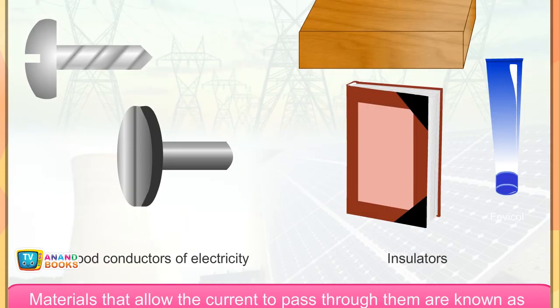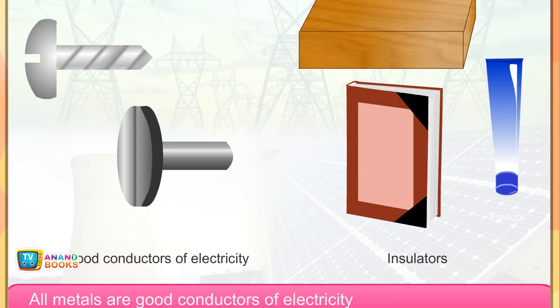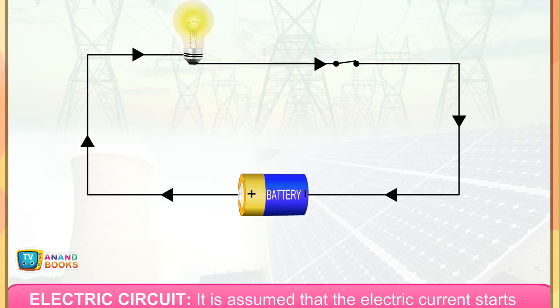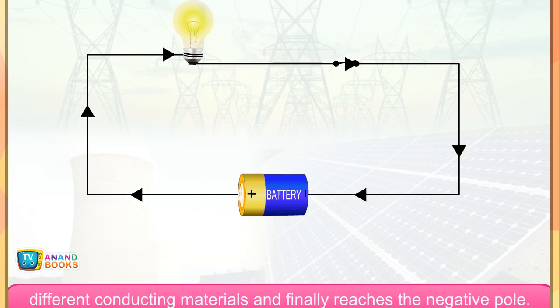Materials that allow the current to pass through them are known as conductors, and those that do not allow it to pass through are called insulators. All metals are good conductors of electricity. All non-metals except graphite are insulators. Electric circuit. It is assumed that the electric current starts from the positive pole of a cell or battery. It then flows through different conducting materials and finally reaches the negative pole.